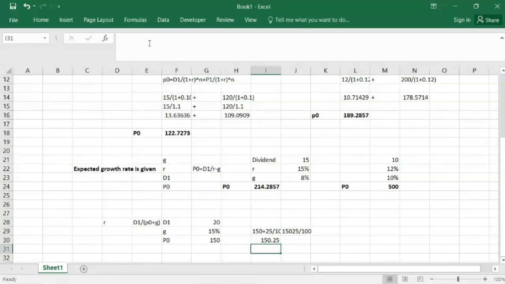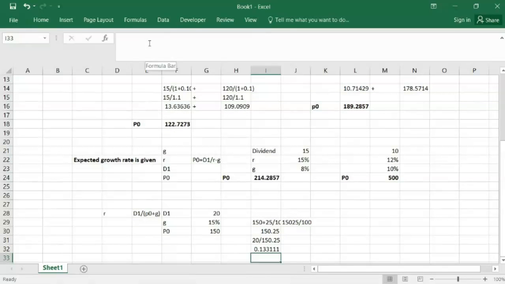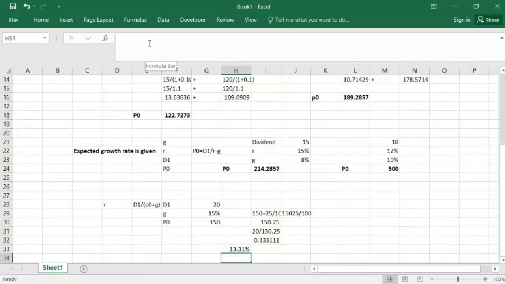Here we calculate 20 divided by 150.25. That gives 13.31%, which is the required rate of return for this particular problem. In this way, it is estimated.